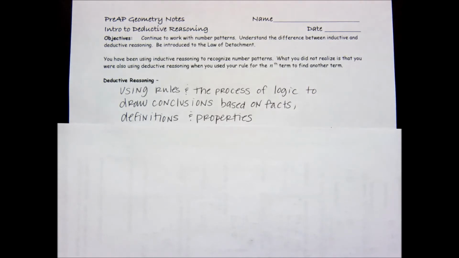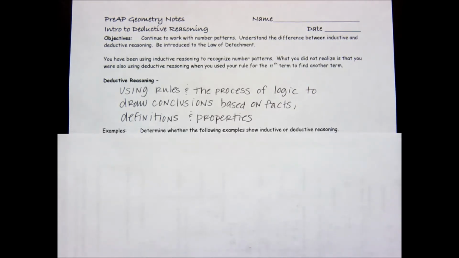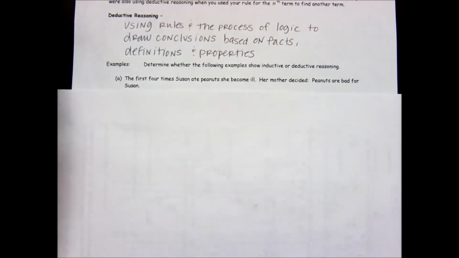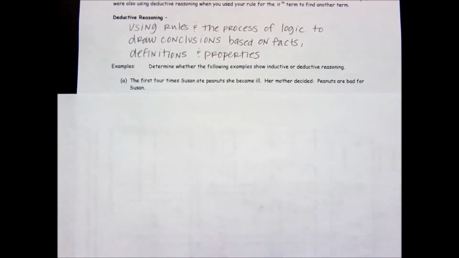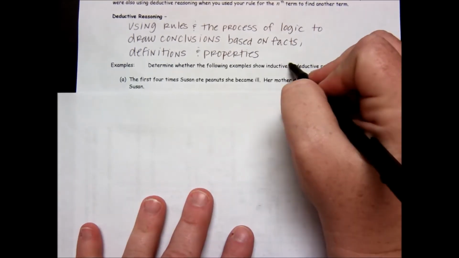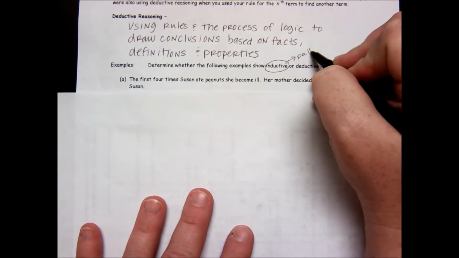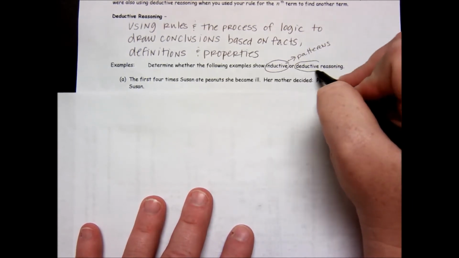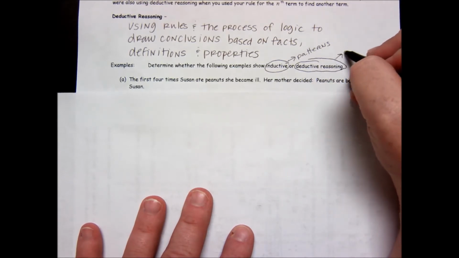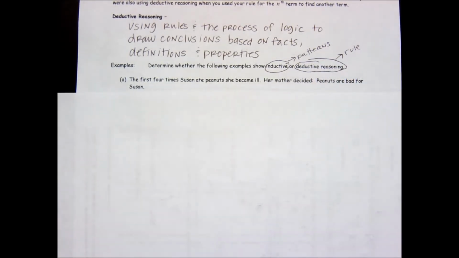So let's look at some examples, and let's try to determine whether we're using inductive or deductive reasoning. The first one says, the first 4 times Susan ate peanuts, she became ill. Her mother decided peanuts are bad for Susan. So remember, inductive means that we're talking about patterns. Deductive reasoning means we're talking about some sort of rule. Well, that would be inductive reasoning. She's had a pattern. The first 4 times she ate it, she got sick. So the pattern was that she got sick after she ate peanuts. So therefore, peanuts are bad for Susan.